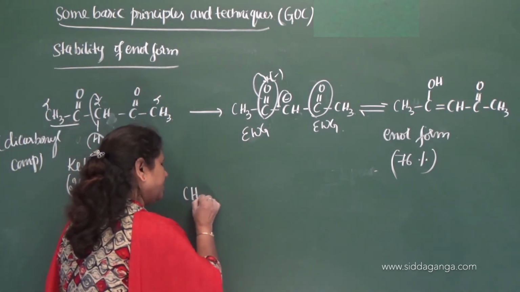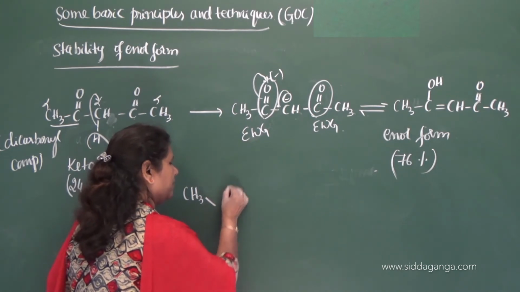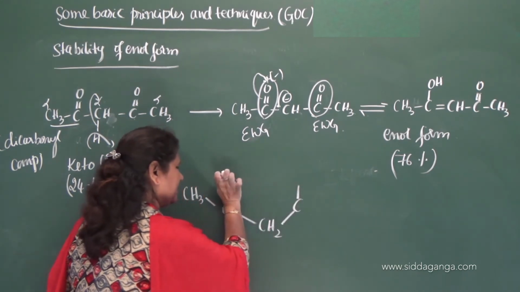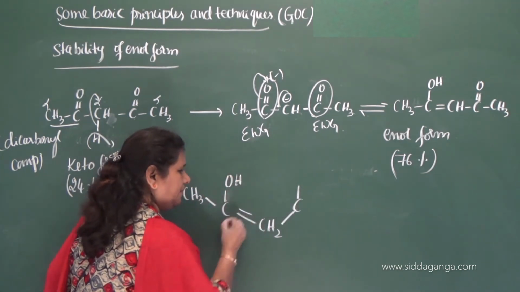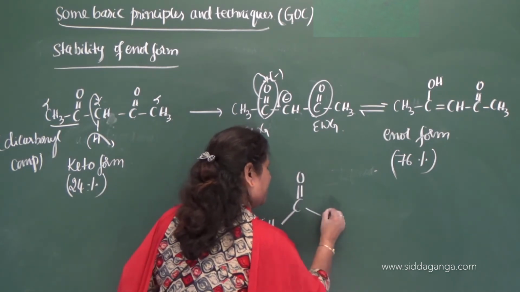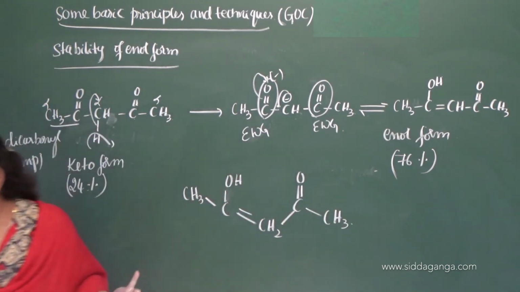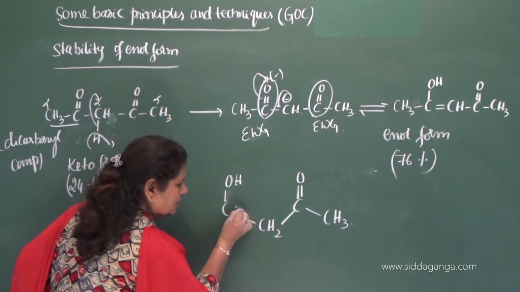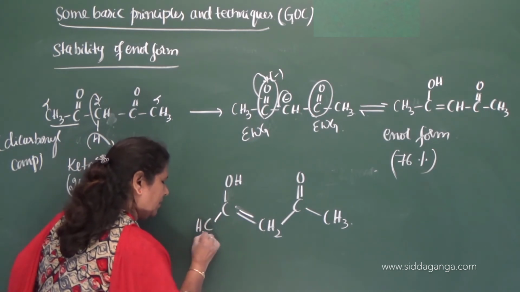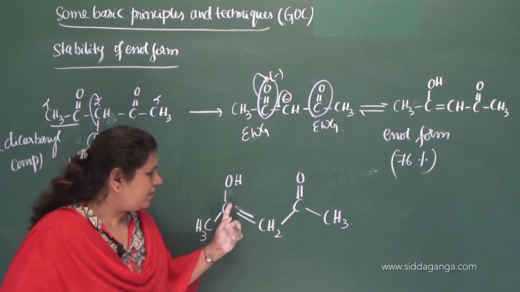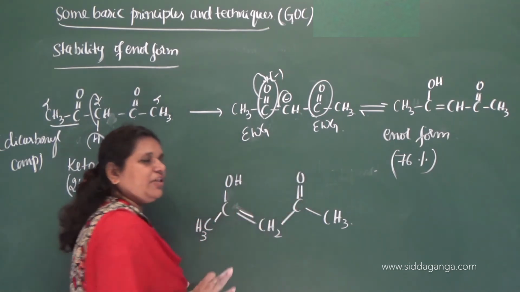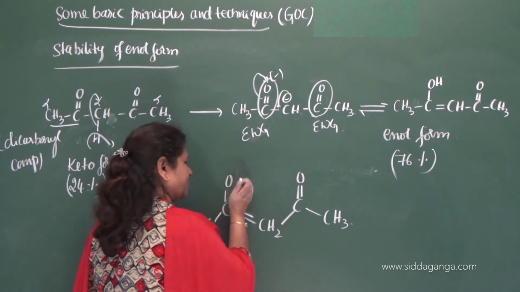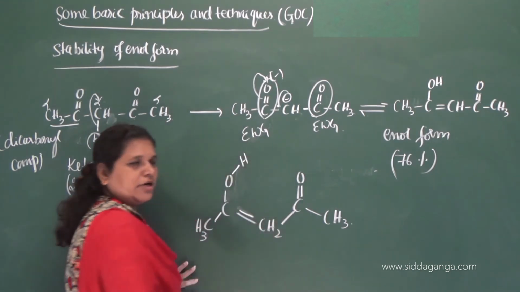Let me write this. CH2, sorry, COH double bond, C double bond O, CH3. So this is the compound we have in enol form. So this is enol form, correct? So one group is enol group and still we are left with one more keto group, and see here I will split and write this OH bond. I can write the OH bond like this.